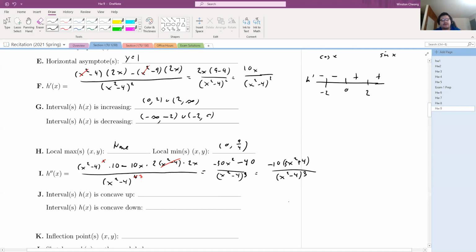Okay. And then in order to answer the next part, part J with the concave up and down, well, another sign chart would be helpful just so we can visually see what's going on. And you'll notice we still have the -2 and +2 from before. Those are vertical asymptotes, so it kind of makes sense that they stay around. And notice that the numerator is never going to equal 0. So 3x squared plus 4 is always positive. It's always greater than or equal to 4. And the whole fraction has a negative 10 in front.